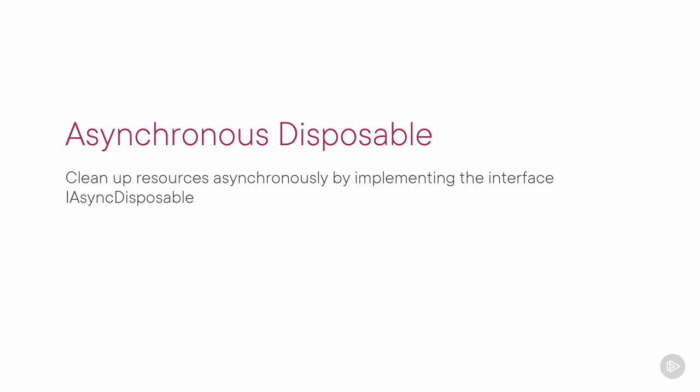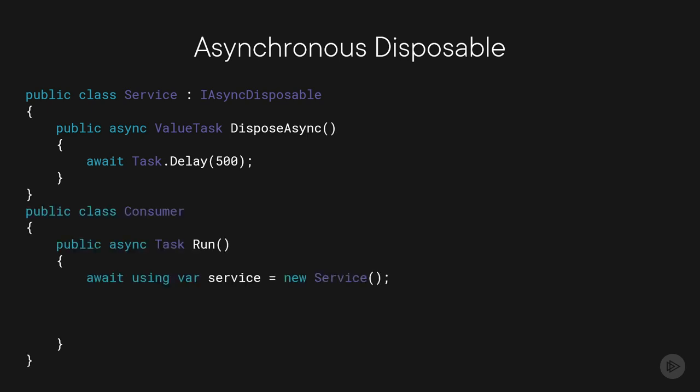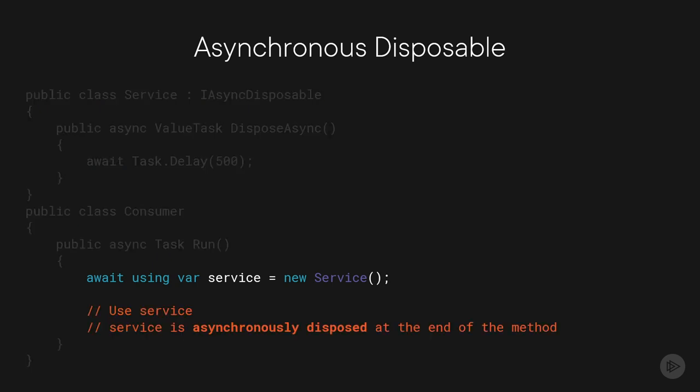C# also introduces the concept of an asynchronous disposable. If a class implements the interface iasync disposable, you can await the using statement that will dispose of the object. The syntax for this looks very similar to the asynchronous stream. With the for each loop, you simply add the await keyword in front of using. This can also be used together with using declarations.